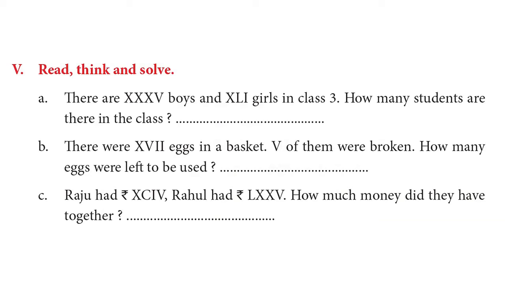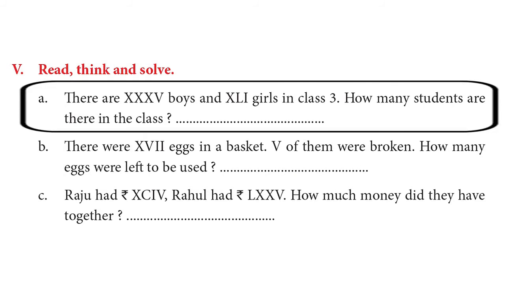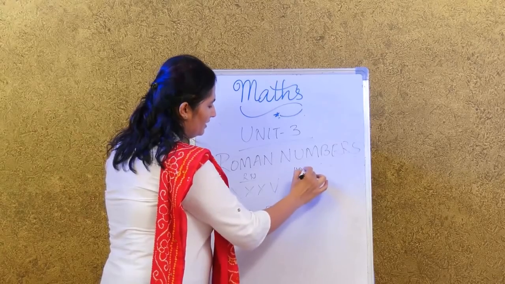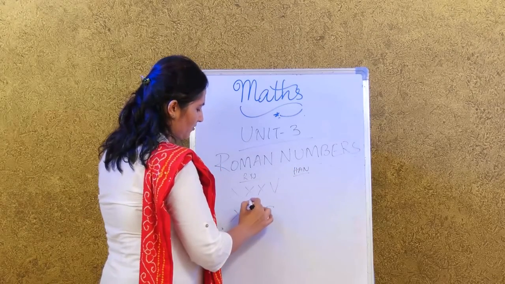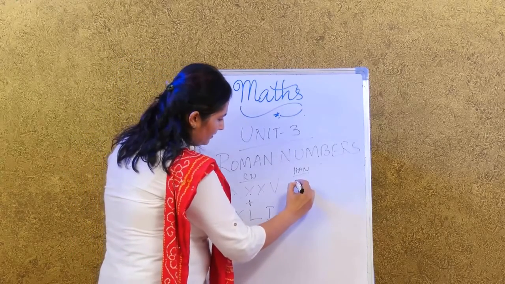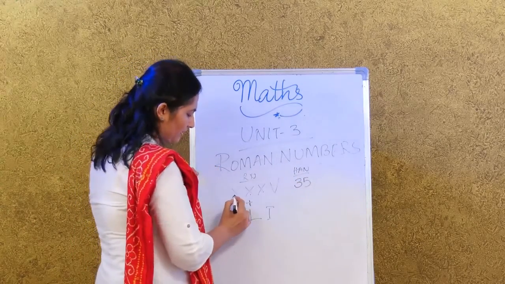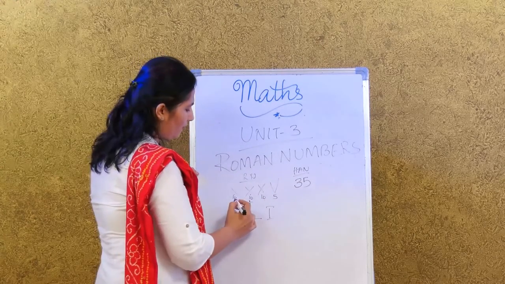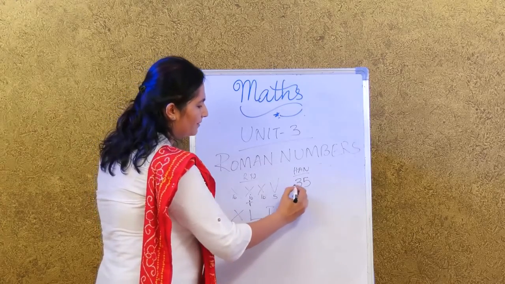Let us look at page number 73, read, think and solve. Let us do 1. There are boys and there are girls in the class 3. How many students are there? So, we need to get the Roman numerals and we need to get the Hindu Arabic numerals, and then we need to add as well. So, 1, 2, 3, that is 30 and 5. So, this has 10 value, this is 10 value, this is 10 value, and this has a value of 5. So, we add and you get 35, alright.